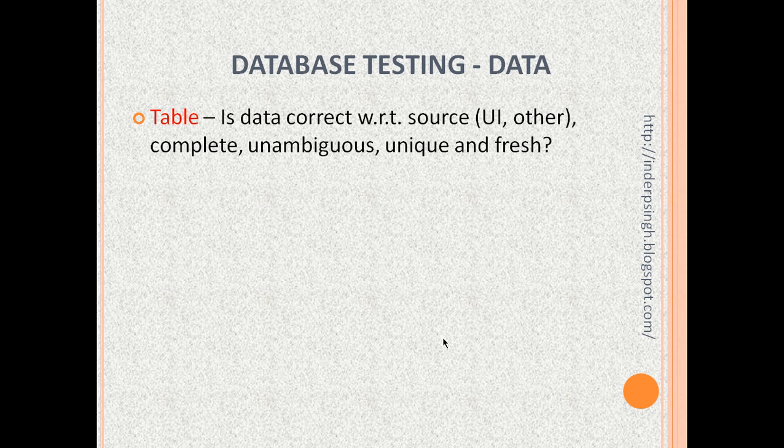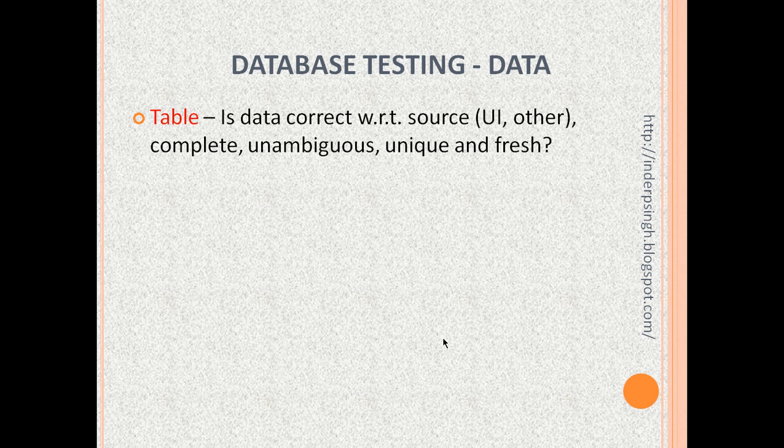So what can we test in the table? In the table, we can test whether the data is correct with respect to the source. If the data is coming from some source, let us say you fill up a form on your application user interface, a user registration form, and you put in the first name, last name, date of birth, email address, and you click on the submit button. You expect the same data, whatever you have entered on the UI, is stored in the correct table in the database, and you can do that by looking at the relevant tables and seeing that exactly the same data is stored. The source can be different.